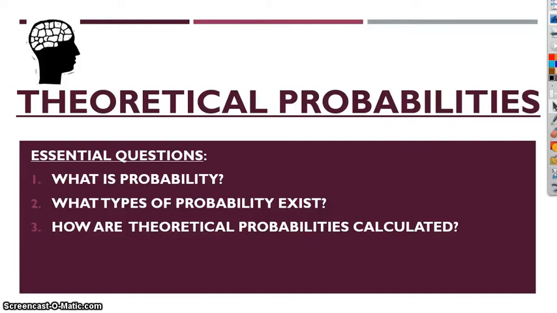Hello students and welcome to Lesson 2. In this lesson you will learn about theoretical probability. Theoretical probability is one of the two types of probability that you were introduced to in your previous lesson.